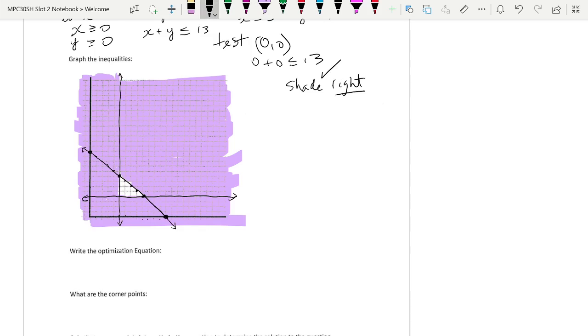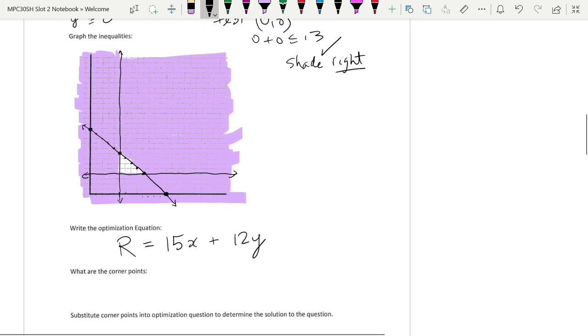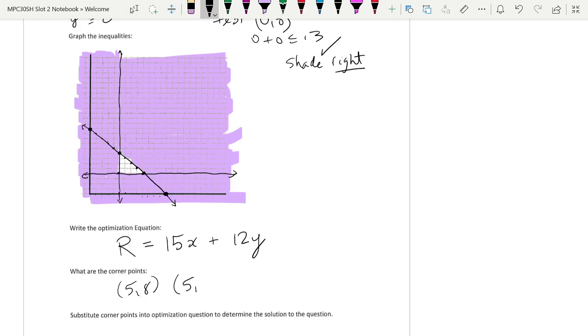So what's my optimization equation? Well, my revenue is equal to $12 per snake. No, I've got that backwards. Isn't it $15 per snake and $12 per lizard? Okay. What are my corner points? All right, well, let's see. Looks like one of them is 5, 8. One of them is 5, 4. And the other one is 9, 4.